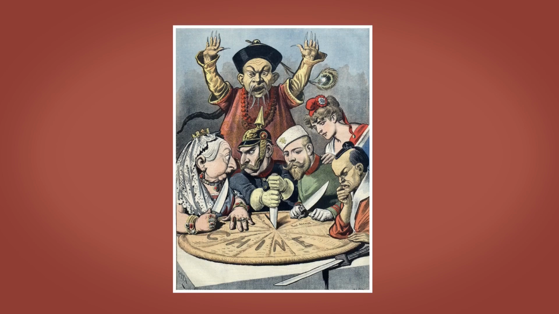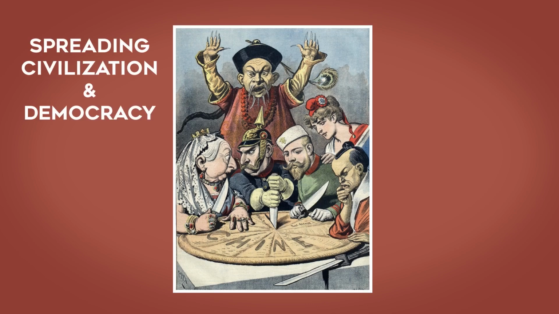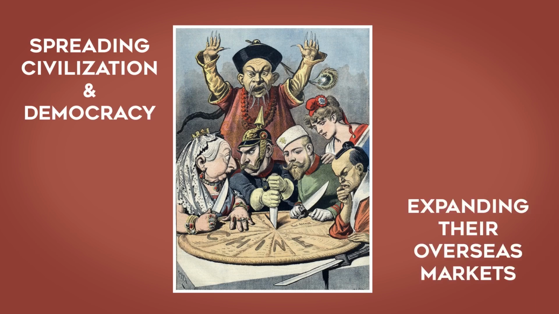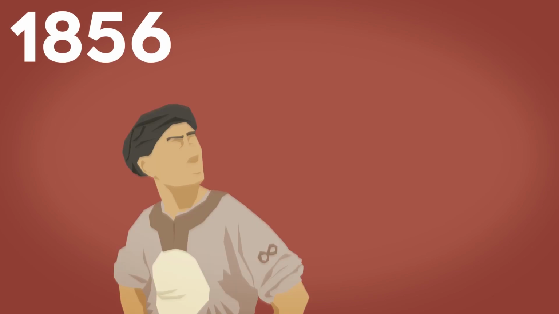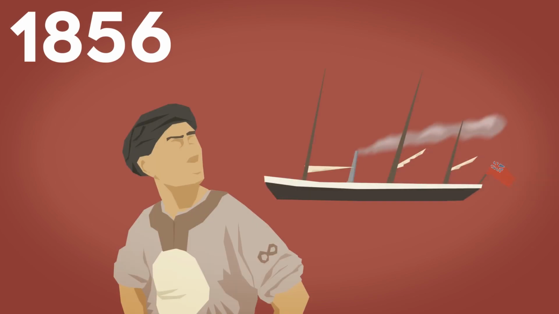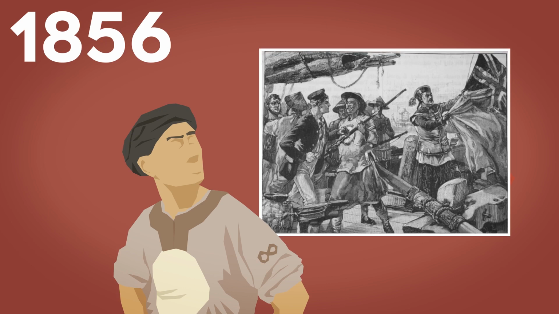The 1850s saw the rapid growth of Western imperialism. All European empires had a shared interest in bringing civilization and democracy to savages, or as we in the trade call it, expanding their overseas markets. In 1856, the Chinese crew of the Arrow, a ship that had once belonged to pirates but had been sold to the British, were arrested on belief of being said pirates.